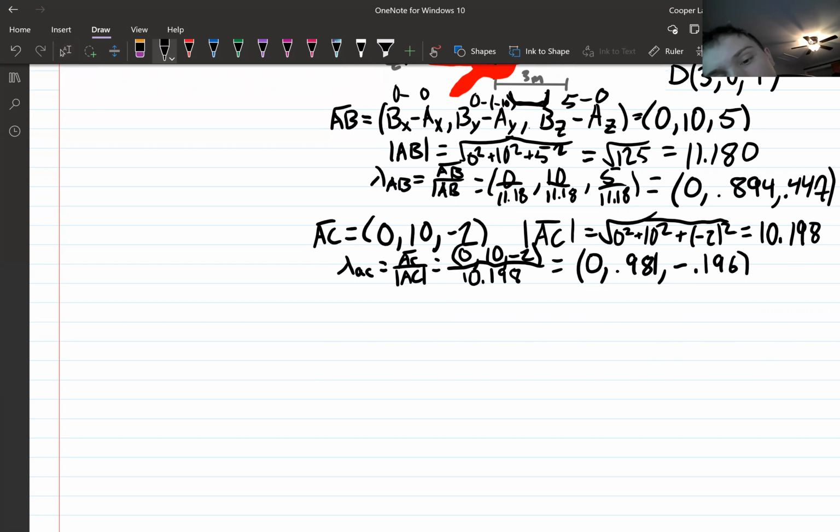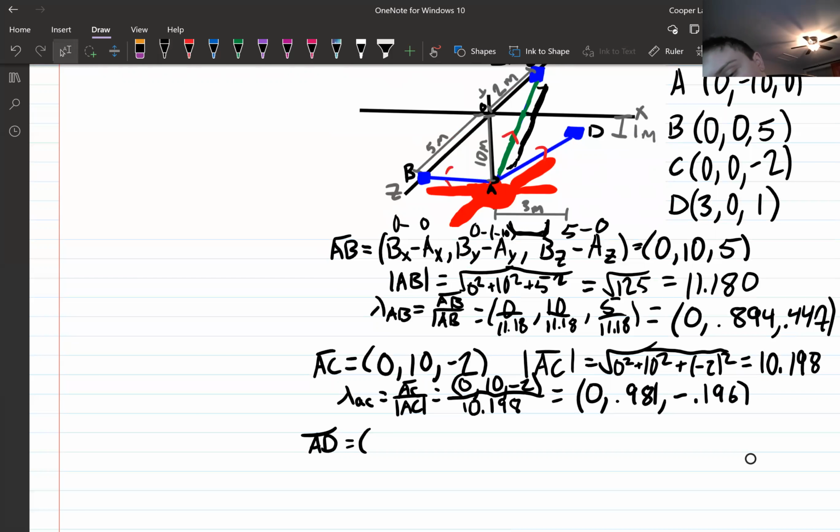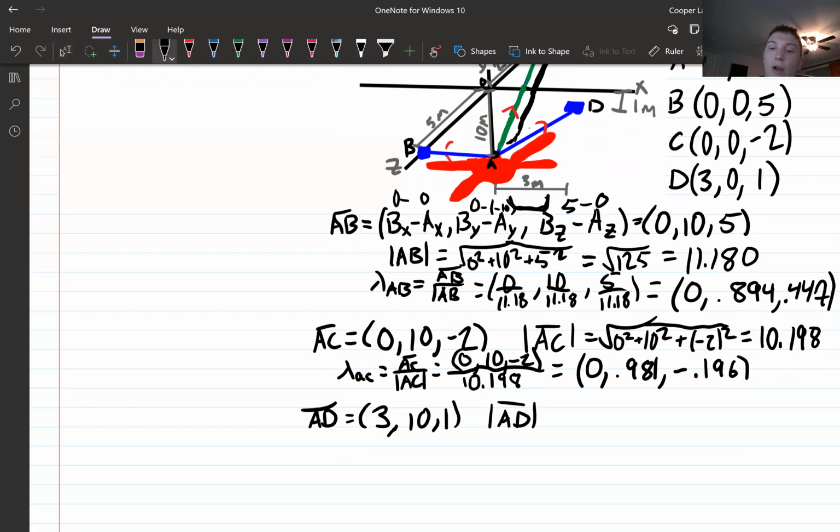So I'm going to do AD. AD is going to start off by grabbing the point again. And when I do this, I'm going to do each of these D values. So I'm going to do 3 minus 0, which gets me 3, comma, 0 minus negative 10, which gets me 10 again. And now 1 minus 0, which gets me 1. Now I have to do my magnitude. My magnitude of AD is a little more complicated than the rest simply because we have 3 numbers, but it's still done the same way.